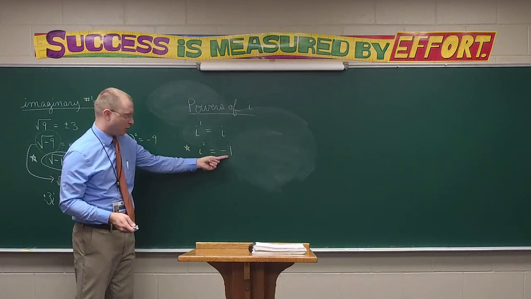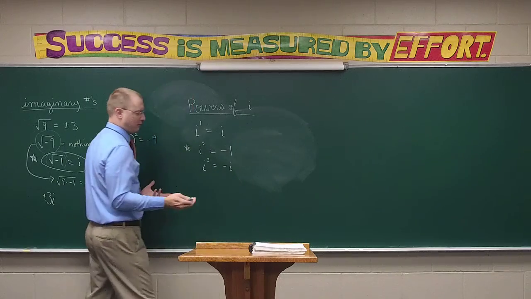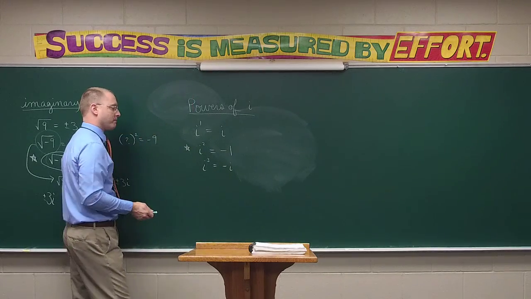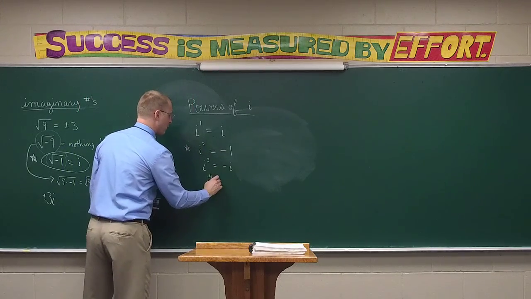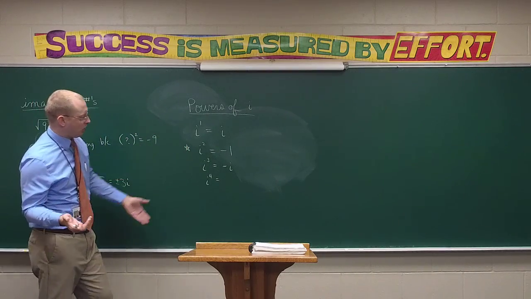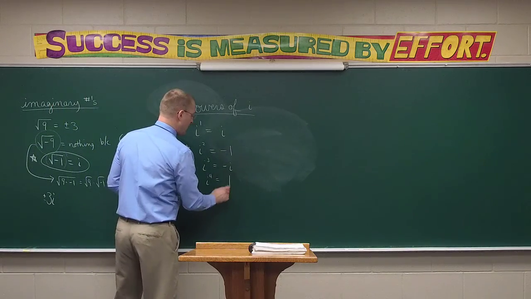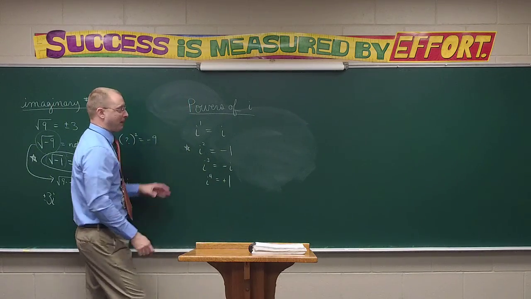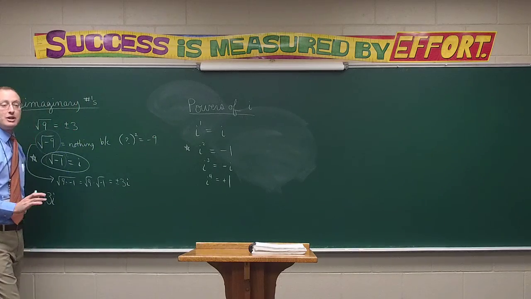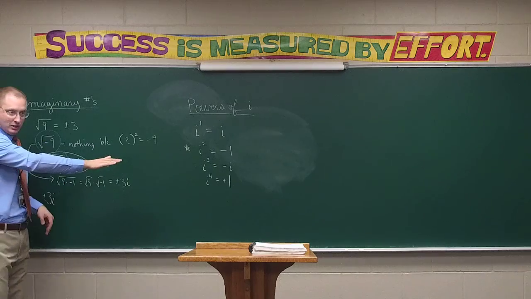Well, i cubed would simply be i squared times i, right? So that would be a negative 1 times i, which is negative i, or negative 1i, but I'm too lazy to write the 1. And then if we had an i to the fourth, well, that would be i squared squared, or i squared times itself, right? Well, negative 1 times itself, or negative 1 squared, is just 1. And these are the four fundamental powers of i. I say fundamental because this is what they all come back to. Everything comes back to this.